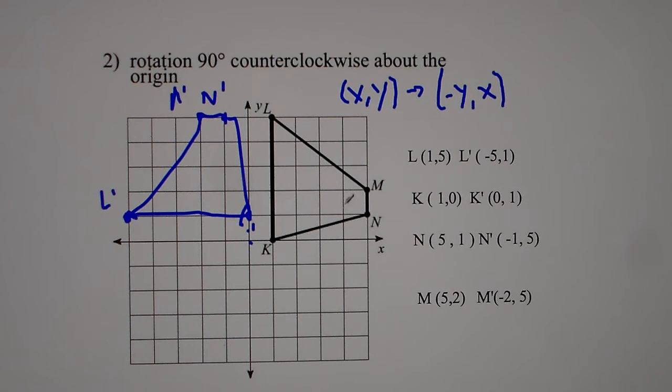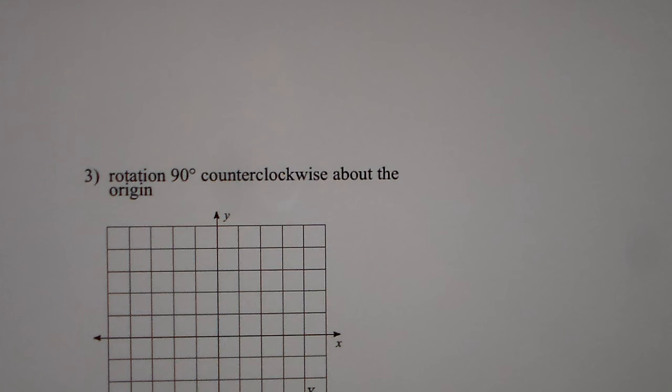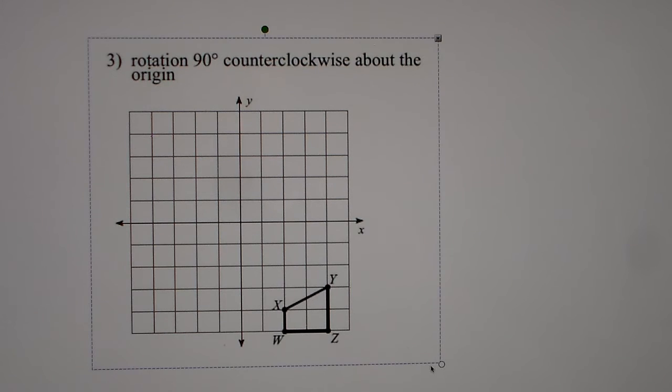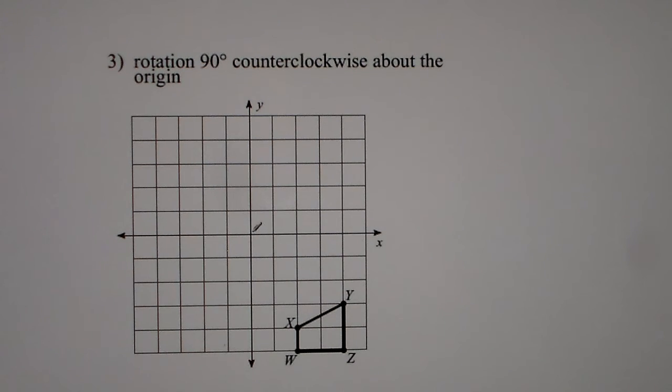So this black trapezoid just got rotated 90 degrees counterclockwise, and it turns into the blue. Here's a little bit prettier version. This one is a rotation of 90 degrees counterclockwise about the origin. Our point of where we're rotating everything from is the origin, so that's why I count from the origin, because that's our reference point.